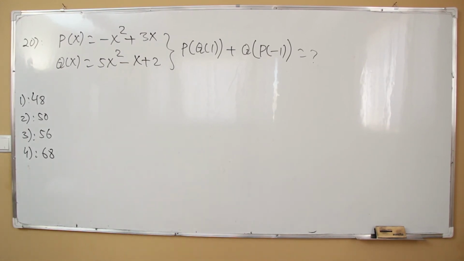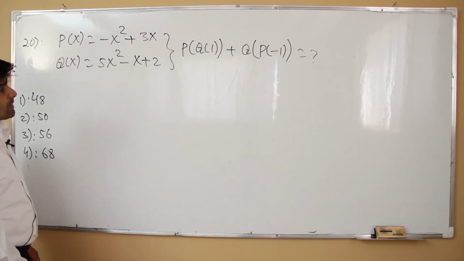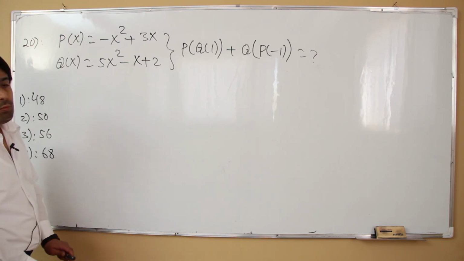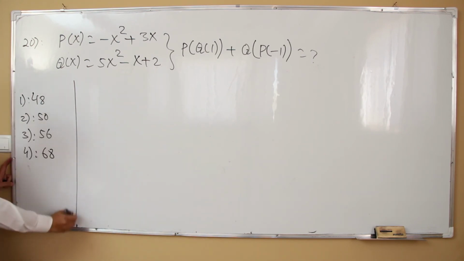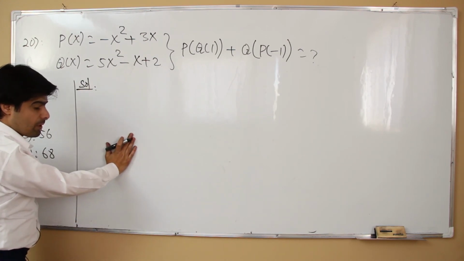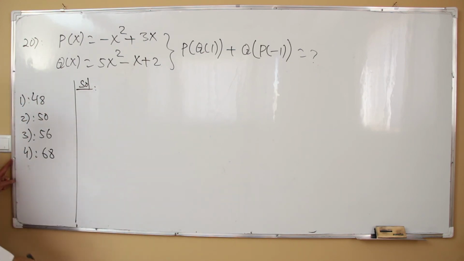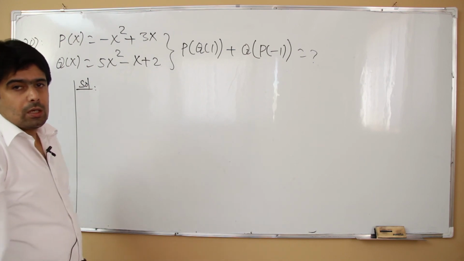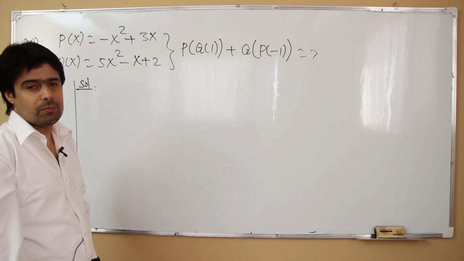The last question for this lecture. Px is given, Qx is given. Now PQ1 plus QP minus 1. What do you think? It's a very simple question. First, you have to solve it by yourself. What are the options? 48, 50, 56 and 68. What do you think? Number 1, number 2, number 3, number 4. Which number? Number 2, right? No. Which one? This is the correct option. Write it. Solve it by yourself.